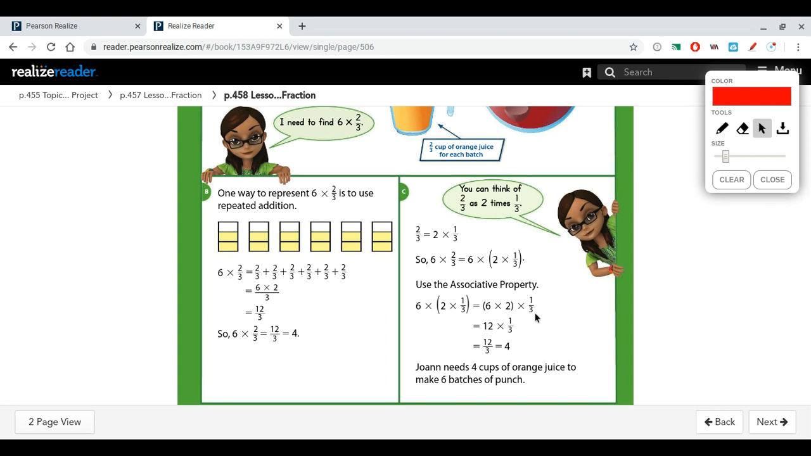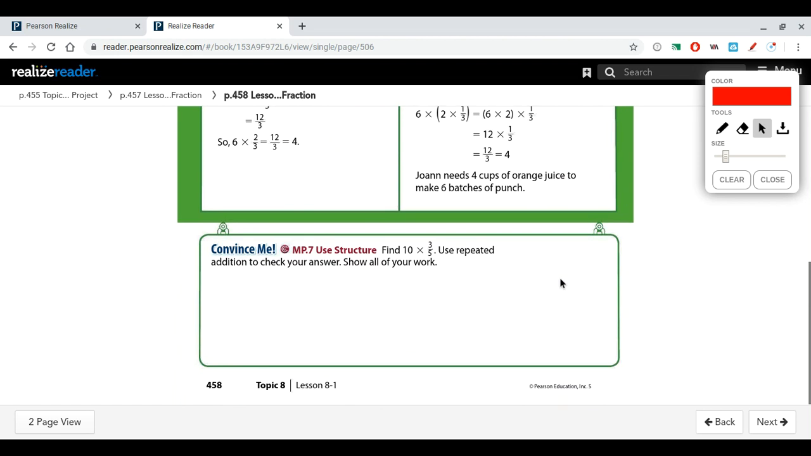Well, what's 1/3 of 12? 1/3 of 12 is going to be 4. So there's 2 different ways that I can use it. I can actually draw out the model, or I can use the associative property to help with that. Okay, so let's go ahead and go to the 10 times 3/5 problem, which says use repeated addition to check your answer, show all of your work.